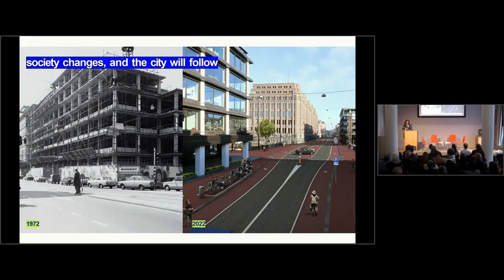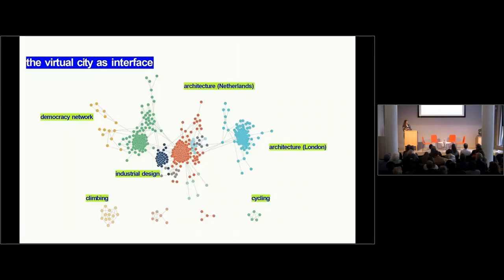Society changes and the city follows along, these new kinds of interactions that we have amongst each other. But then, for the past 30 years or so, there's been an alternative interface between individuals and society, the internet. You might have heard of it.